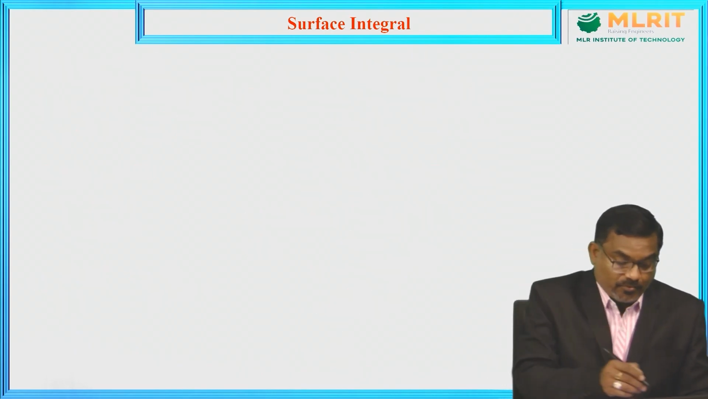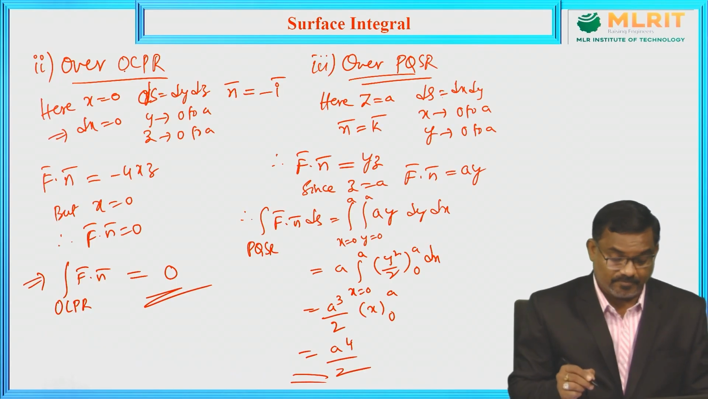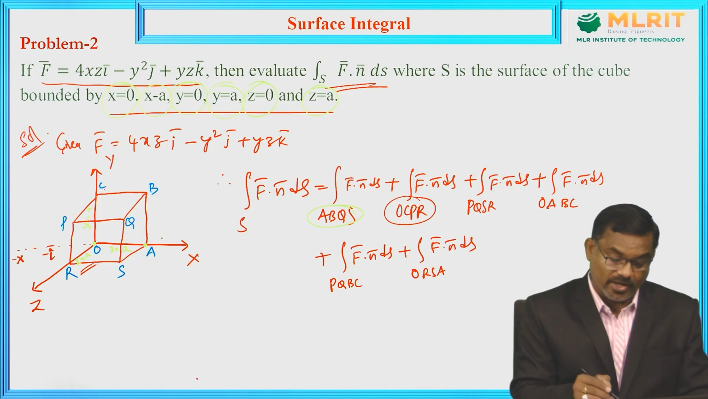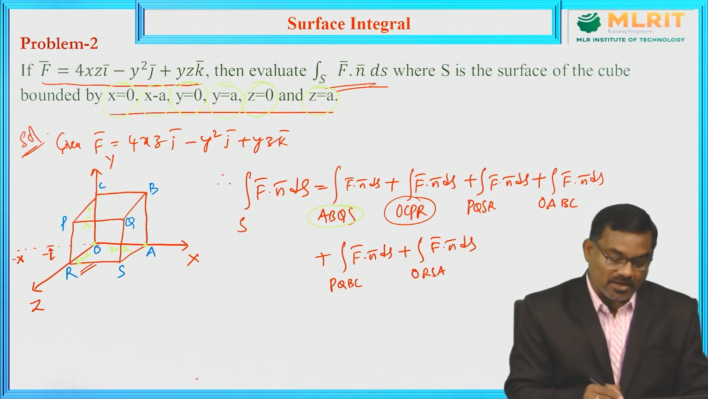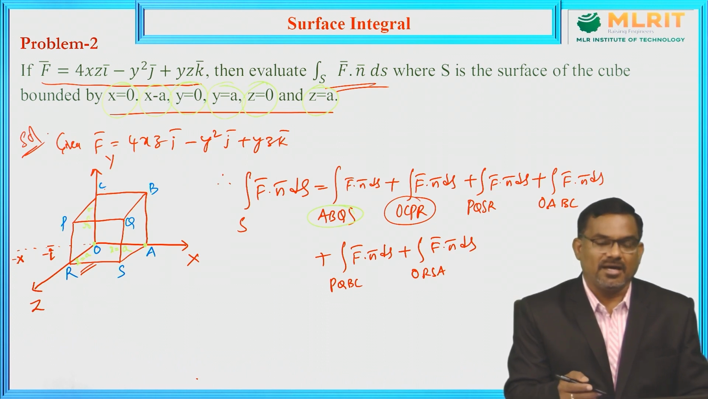And coming to the fourth one, opposite to this face, the face opposite to the PQRS face is OABC. Since O is present, the origin is there, z is 0. And what is n bar? Outward drawn. On the opposite side, there will be the negative z axis, so minus k bar is the n bar here.